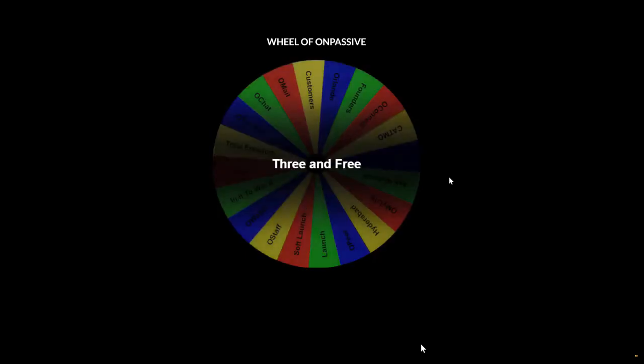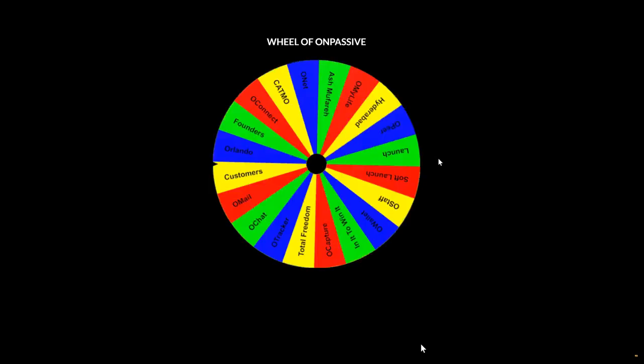Three and free, yes, that's the secret to success. Get three and then you've got no more expenses if you're a founder. This is the way you want to go. Get your base built now before the launch. And finally, what do we have?